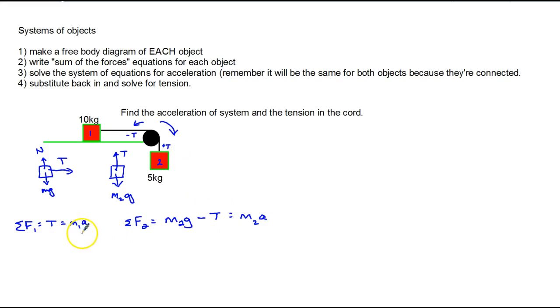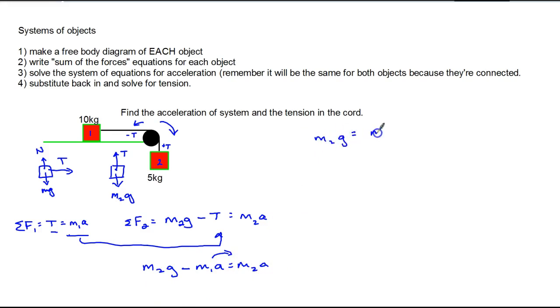So make a substitution, and if tension equals m1a, I can put m1a there. And so I get m2g minus m1a equals m2a. And I want to solve for acceleration, so I need to move this term over there. So m2g equals m1a plus m2a, or m1 plus m2 times a. And if I want to solve for acceleration, I divide both sides by m1 plus m2. And they cancel out here, and I have acceleration.